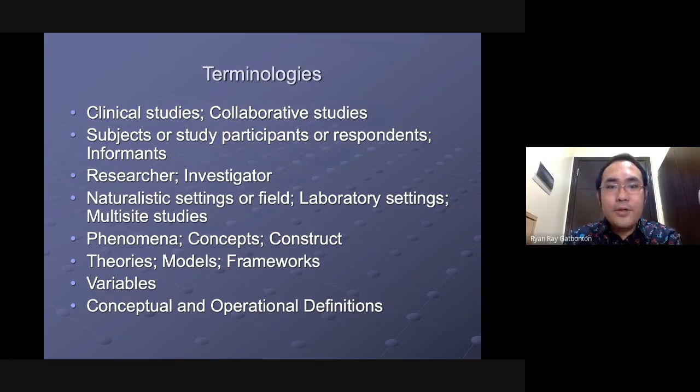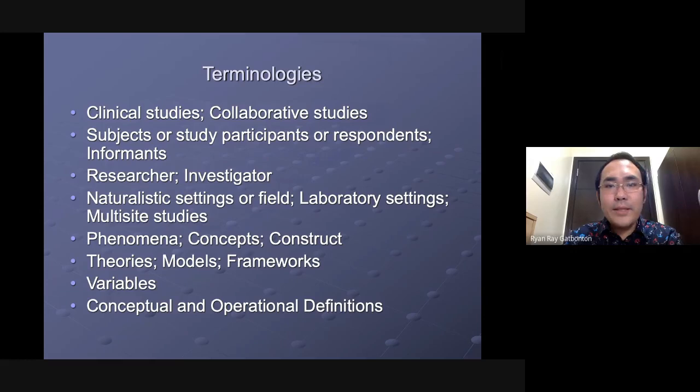For this video, we will talk about the different terminologies that revolve around nursing research. When you do a research or a study, which you can use interchangeably, this refers to actions that are aimed to solve a particular problem. When you do your research or study in a clinical setting, you're actually doing a clinical study.